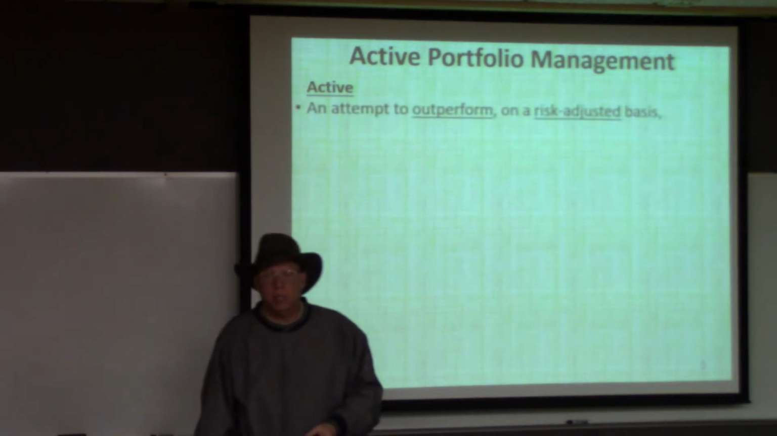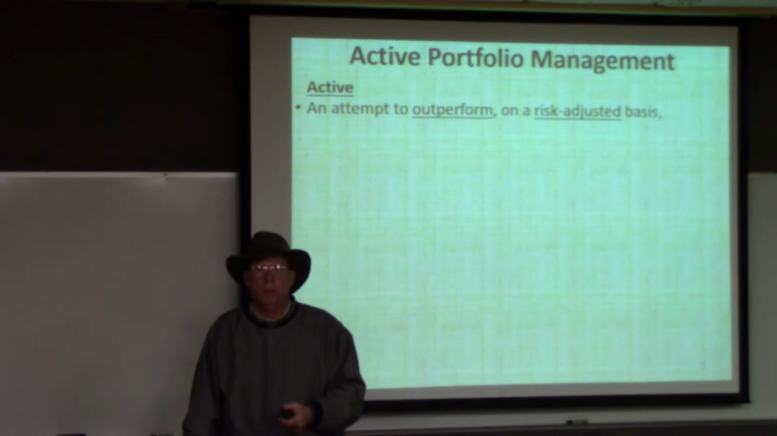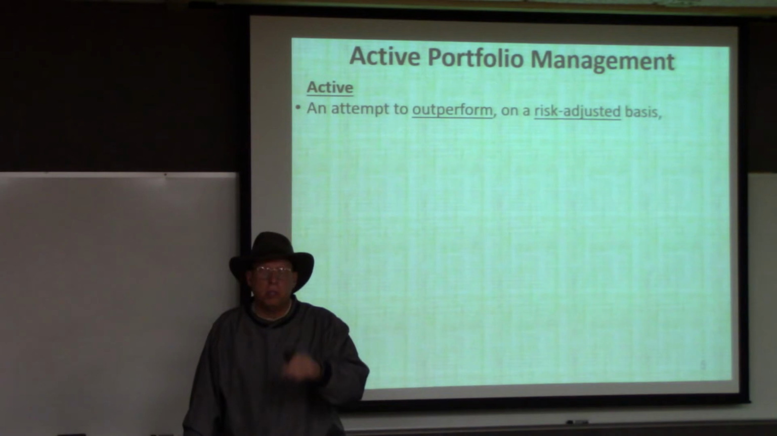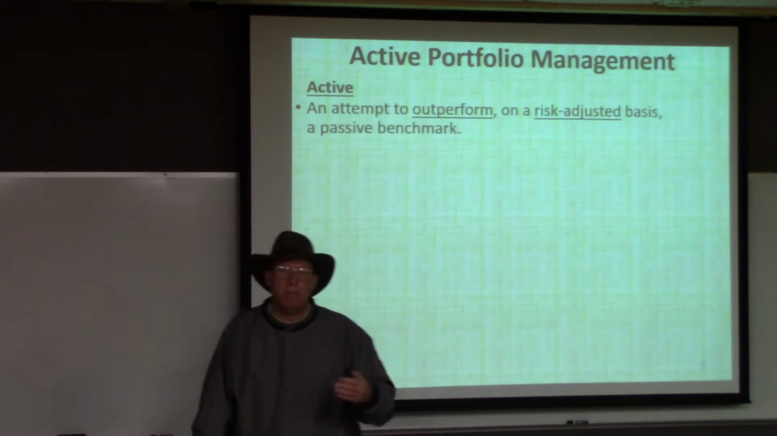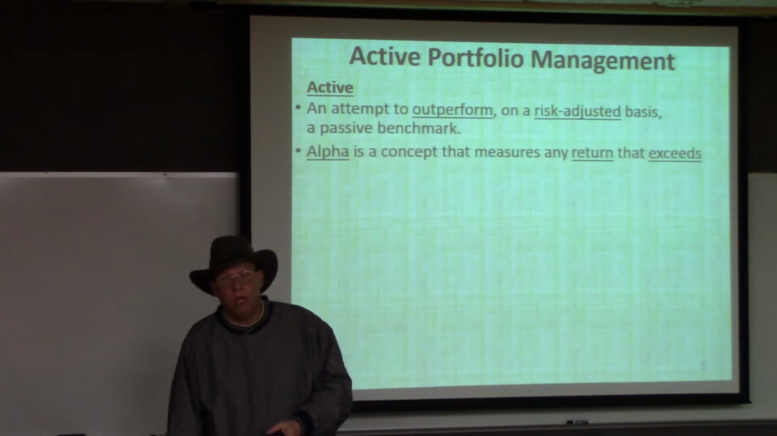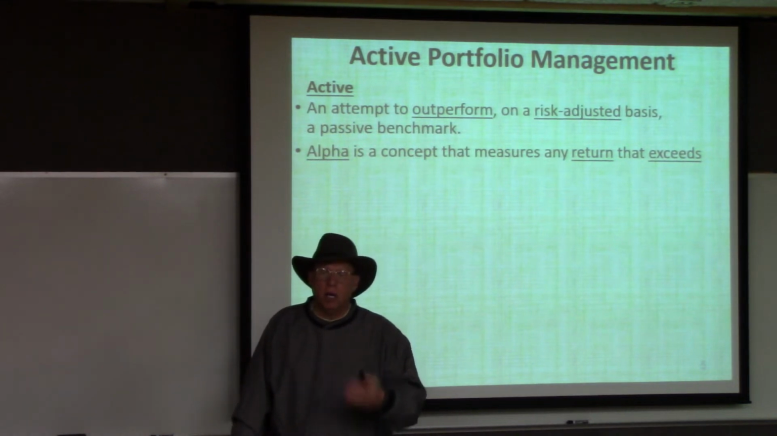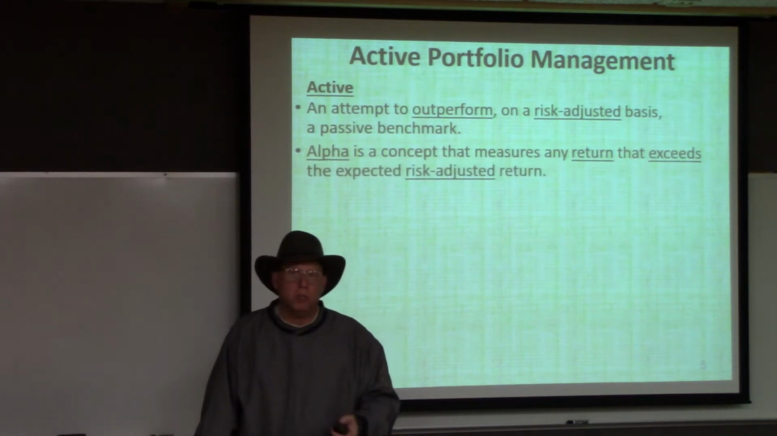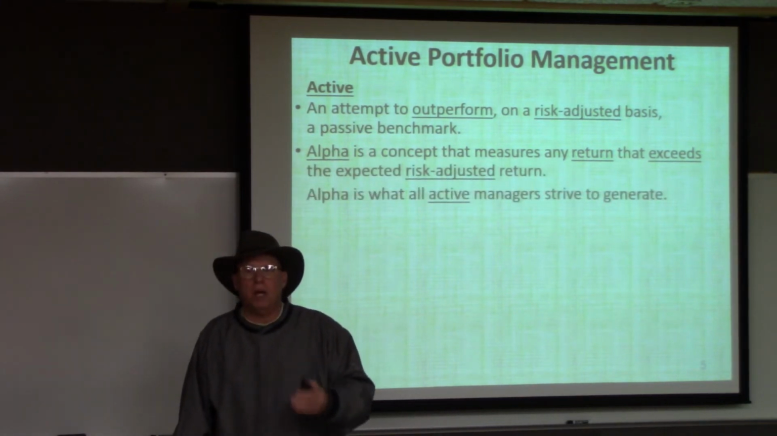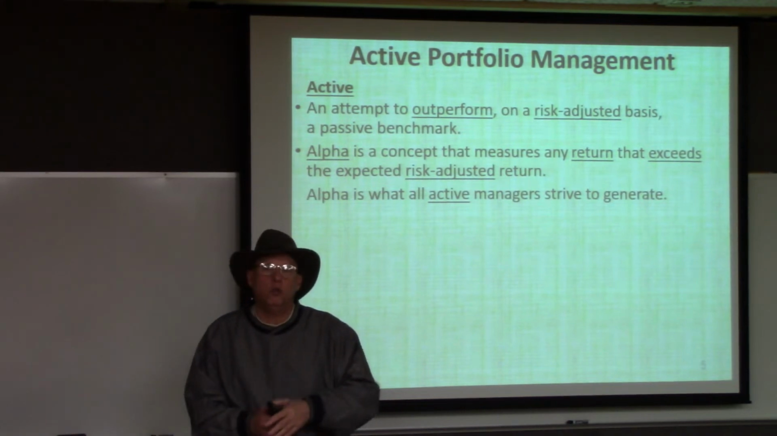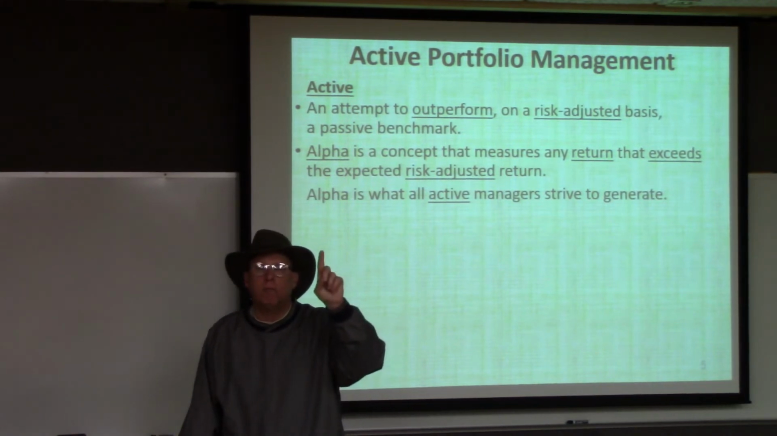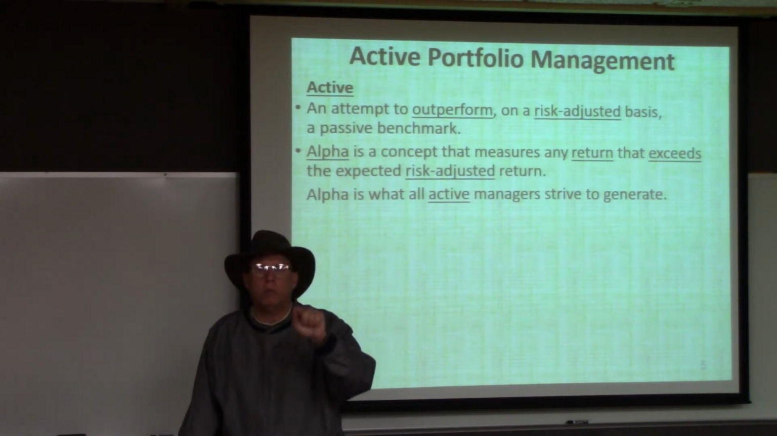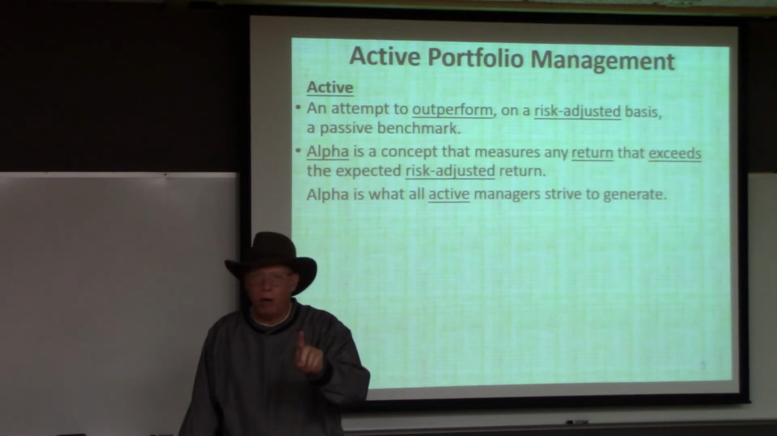Then there's active investing. And this is an attempt to outperform a passive benchmark, not just to outperform, but to outperform on a risk-adjusted basis. Alpha is a concept that measures any return that exceeds the expected risk-adjusted return, and this is what active managers strive to generate. In other words, there are two ways you can outperform. One is by taking more beta, and if you take more beta, are you really outperforming? That is the question, and the answer is not really.